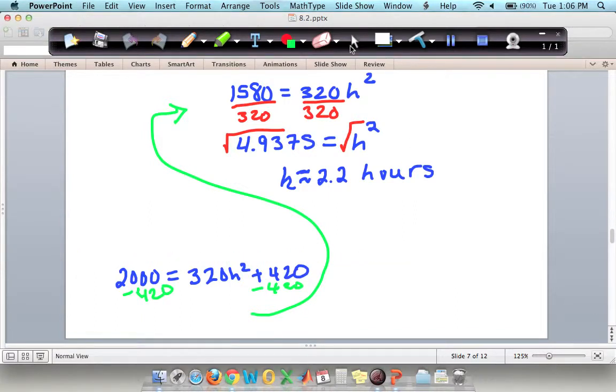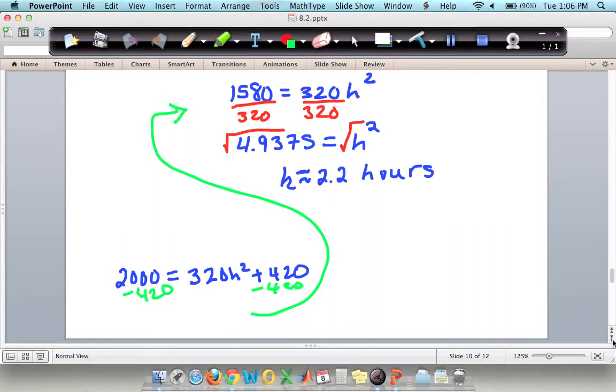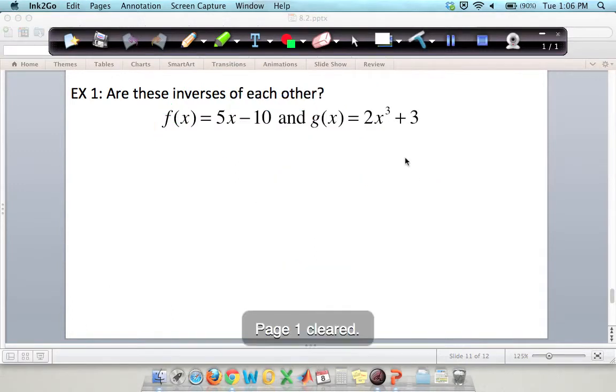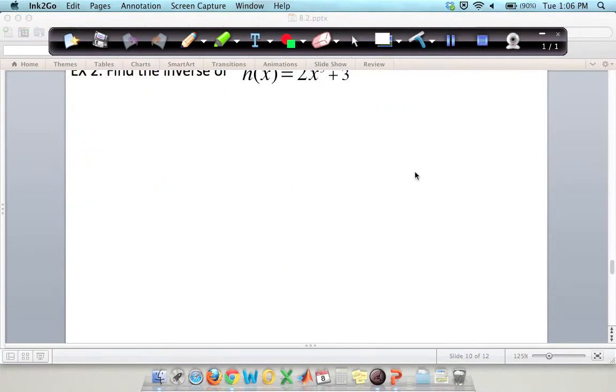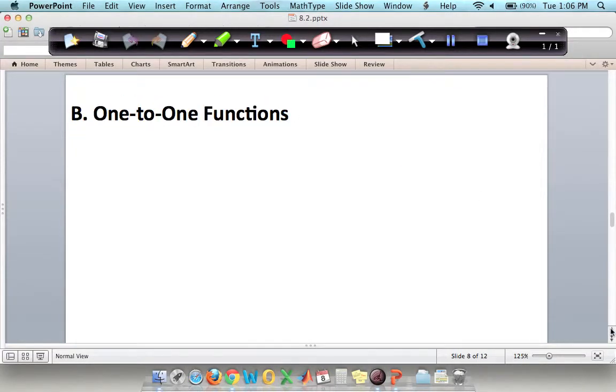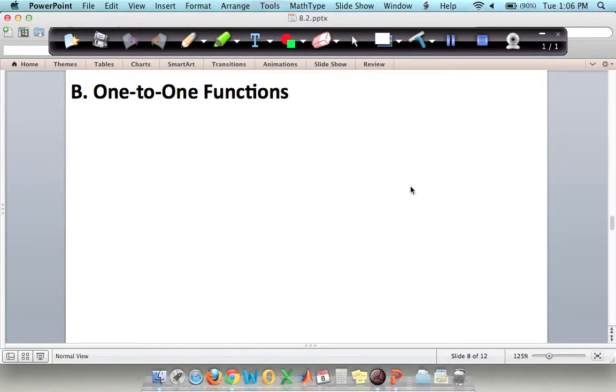Okay, so let's look now at the next slide. Oops, did I go? Hold on one second, I think I went too far. Yeah. Okay, down here. One-to-one function. So now we're going to talk about what is a one-to-one function.